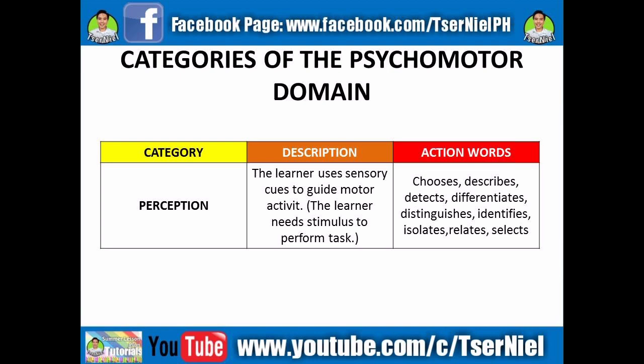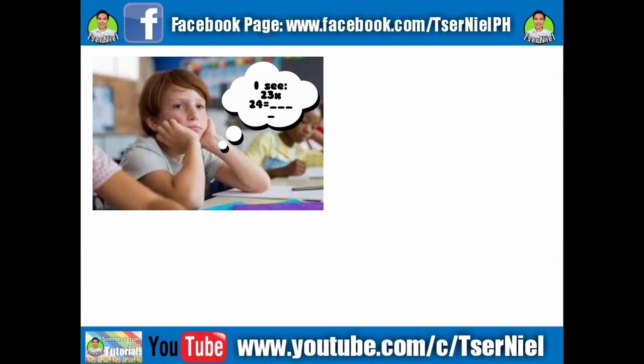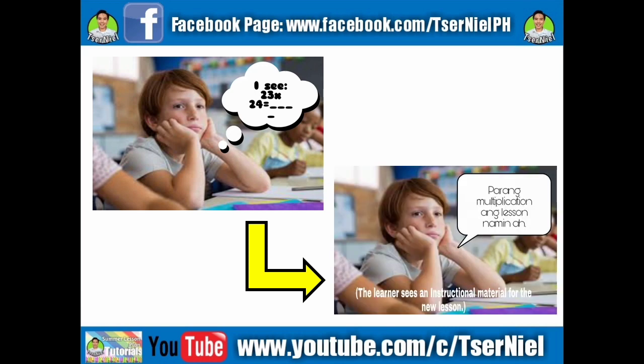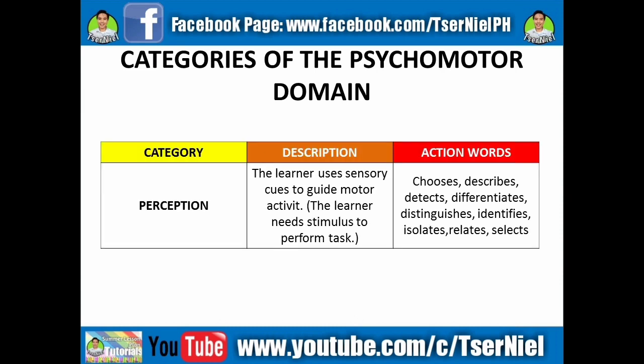For example, if a learner sees an instructional material about multiplying numbers, magpa-perform ang learner ng activity kasi nakakita siya ng stimulus from the external environment, and the stimulus in this situation is the instructional material. Pero ang problema kasi natin dito sa first category, walang pagkukusa ang learner hanggat hindi siya nakakakita ng stimulus na dadaan sa kanyang mga senses bago pa siya gagawa ng activity para ma-practice yung competency. And the keywords to be used for the perception category are as follows.